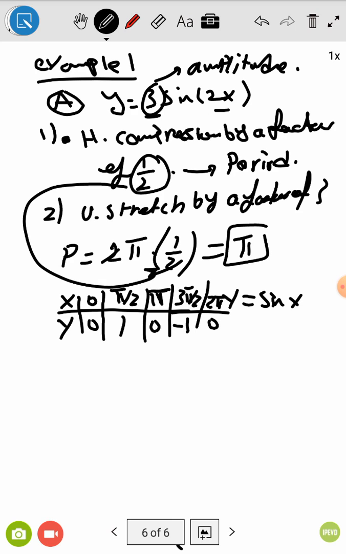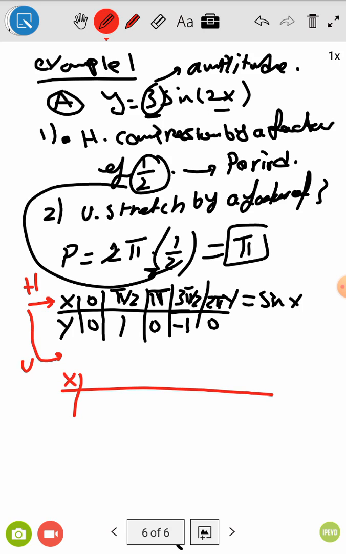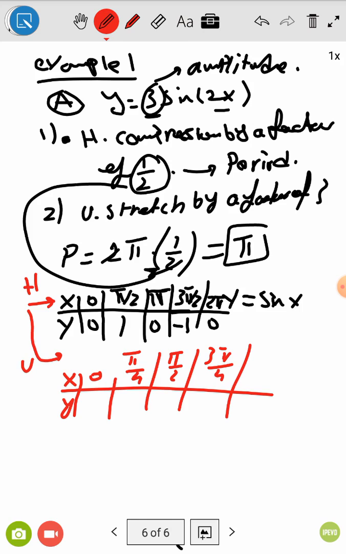This is the parent. I know that you are smart to do the horizontal changes and the vertical changes: the vertical on the y and the horizontal on the x. So now we need to multiply by half, the vertical by 3 and the horizontal by half. Let's see the effects now. 0, still the same. Pi out of 4, because we multiplied by half. Pi out of 2, 3 pi out of 4, and pi.